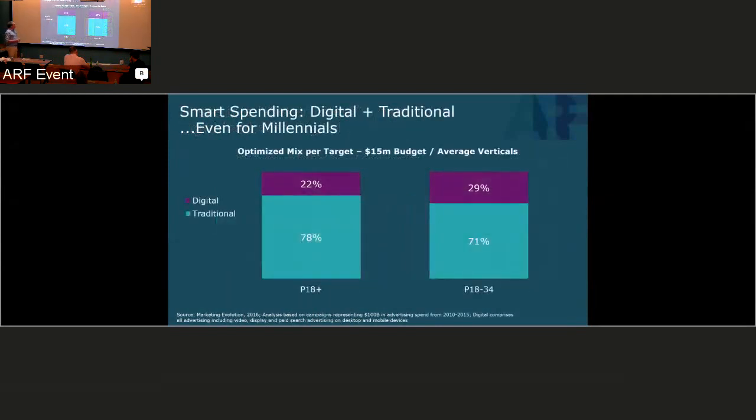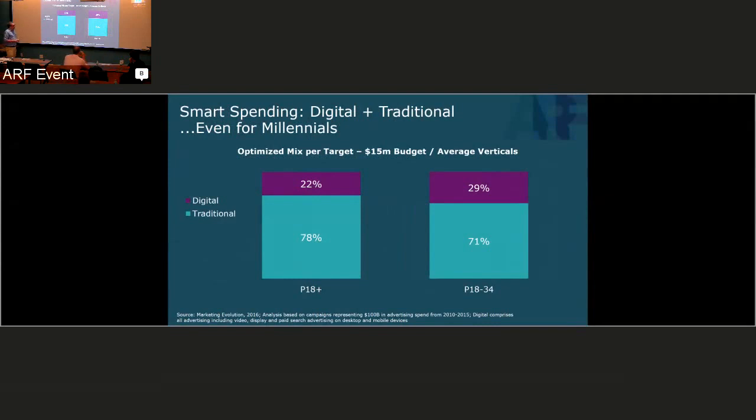Third ground truth we established is that, perhaps a little unexpectedly, when you look at millennials, the blend of traditional and digital media is not as widely divergent as you might have thought from the all adults group. So for adults, basically, 78% traditional is an optimal mix with 22 in digital. So traditional obviously is TV, radio, and print here.